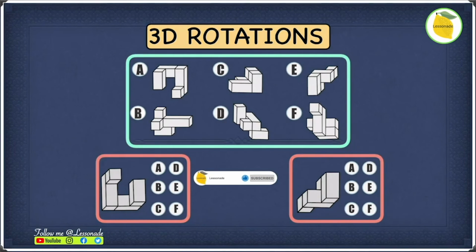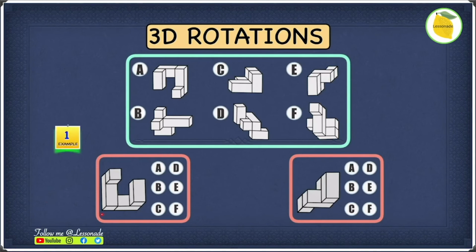Now, let's have a look at the 3D rotation example. In this example, what we have to do is find which one of these shapes inside the box has been rotated to form the two new 3D figures. And as you guys could see, we have two examples. We have example 1 and example 2. So let's start with example 1 first.